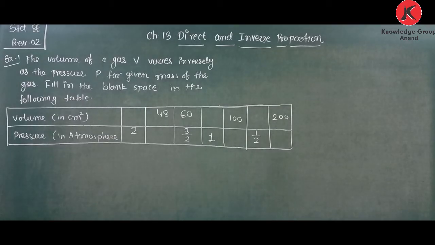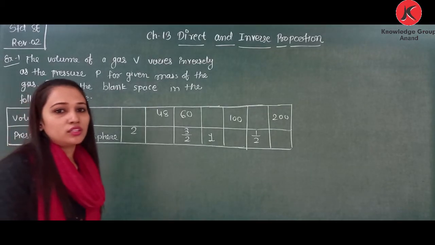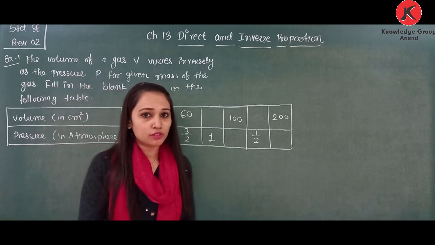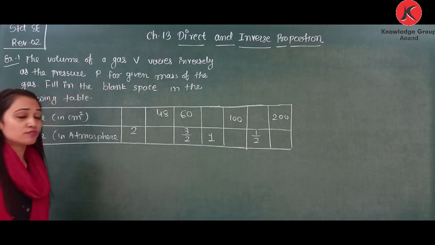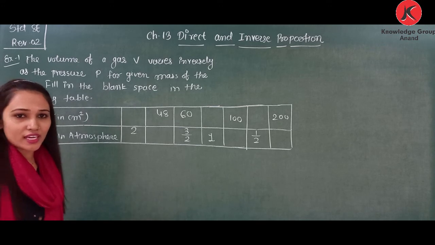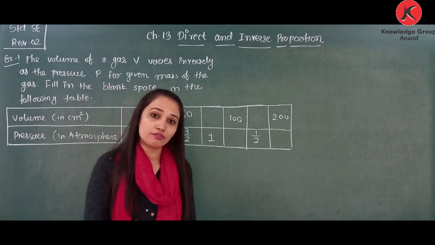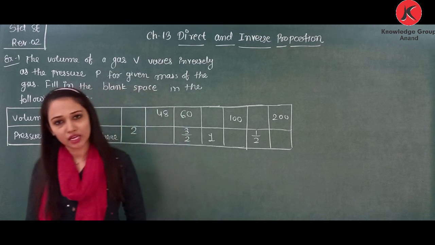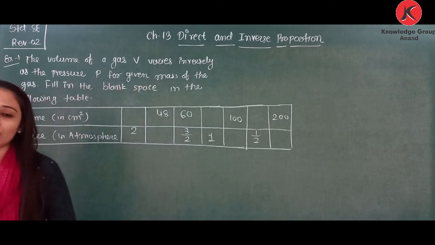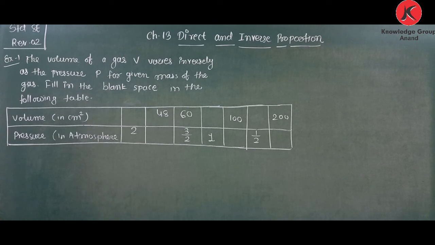Good morning, friends. Today we will solve some more extra examples for chapter number 13, direct and inverse proportion. Again, what is direct proportion? When one quantity increases, the other also increases, and if one decreases, the other decreases, then it is a direct proportion. If one increases and the other decreases, then it is an inverse proportion.